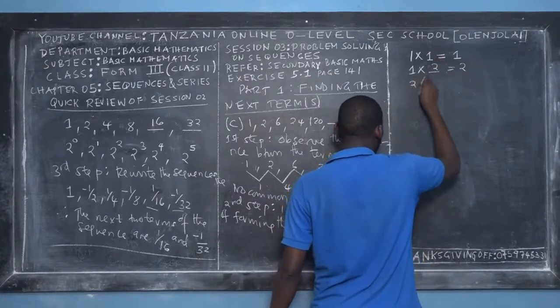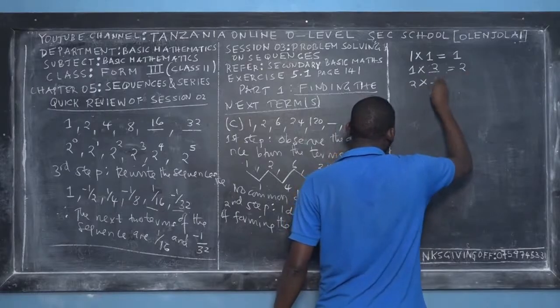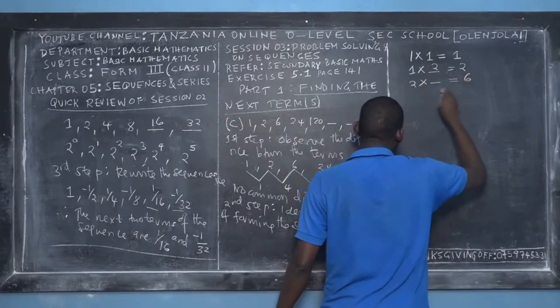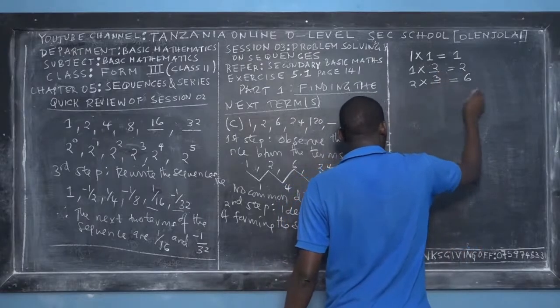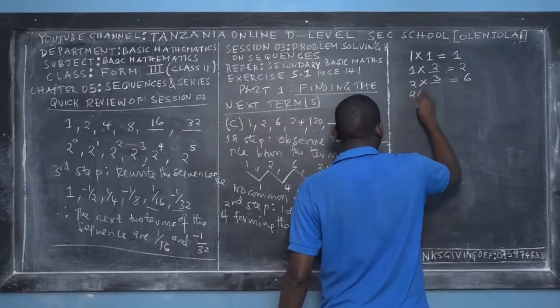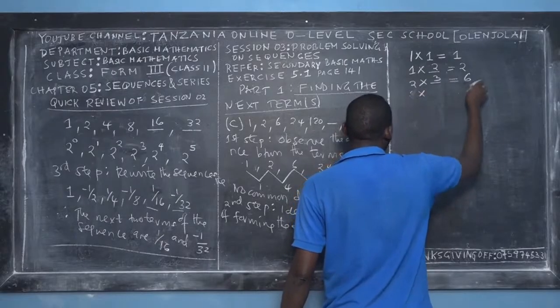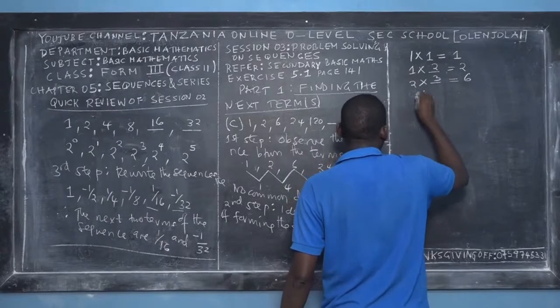Then we take the third term, the second term, and think: what number should we multiply with in order to get 30, to get 6? So the answer is 3. So we are forming the patterns, right? And then we have the third term. We take the third term, which is 6.